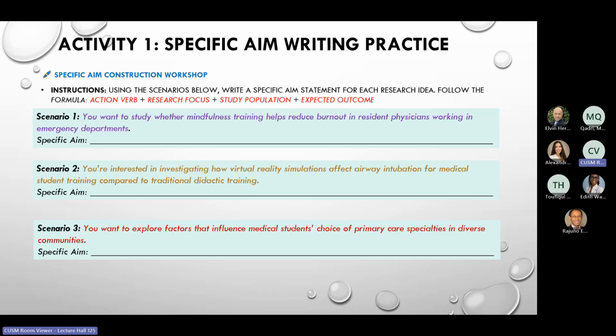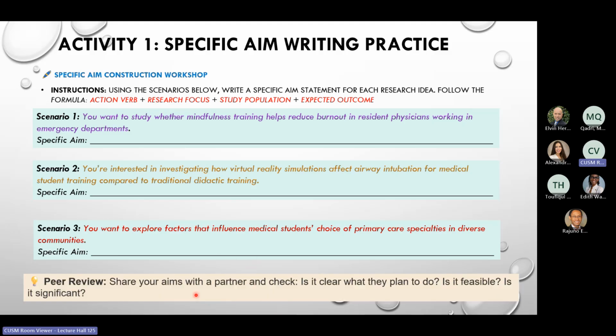Here you'll note the operator or action verb is evaluate. Evaluate the factors that influence medical students' choice of primary care specialties in diverse communities. Here the action is that we're trying to gather data so we can evaluate what their choices are in primary care specialties. You'll note in every one of these examples, we've gotten a little bit more specific. We've listed an action verb, a research focus, a specific study population or study sample, and an expected outcome.